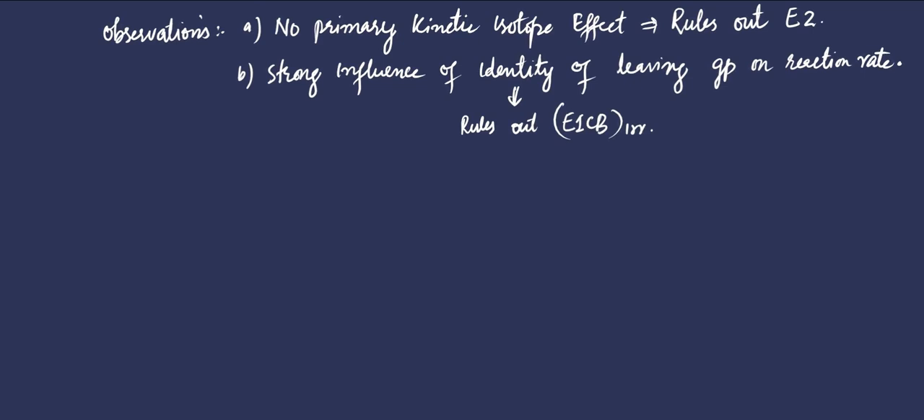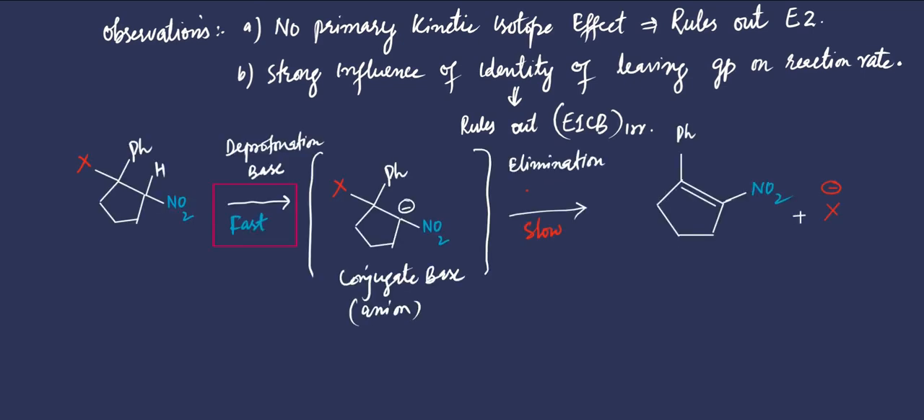Thus, the mechanism proposed for this reaction is as under. First step is fast irreversible deprotonation of acidic H by base to form a stable carbanion, which then slowly kicks out leaving group to form alkene. Another strong evidence for this mechanism is spectral detection of this carbanion. Thus, the mechanism of this elimination is called E1cB anion.